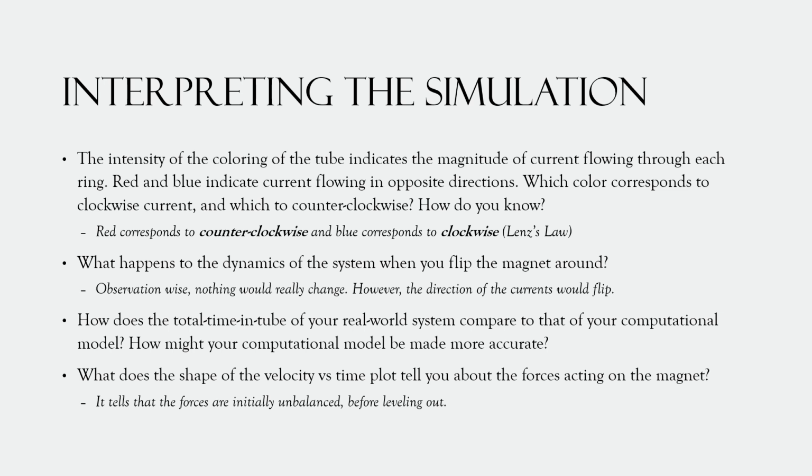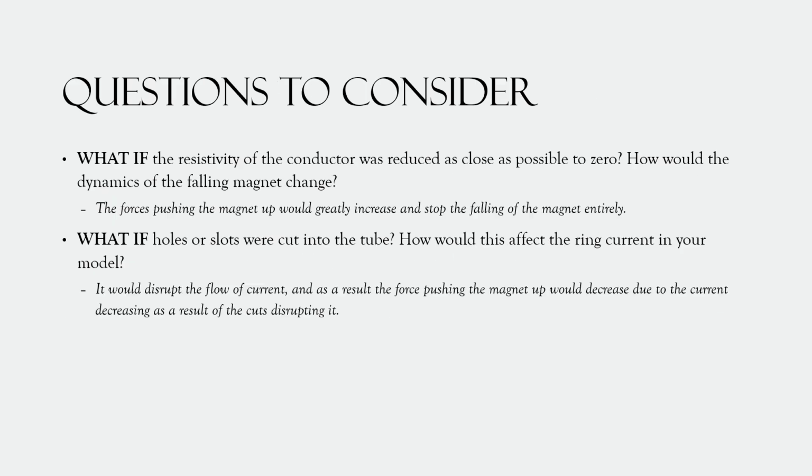And what does the shape of the velocity versus time plot tell you about the force acting on the magnet? As touched on earlier, it shows how the forces are initially unbalanced, i.e., there's acceleration, before leveling out. No acceleration means both forces are equal.